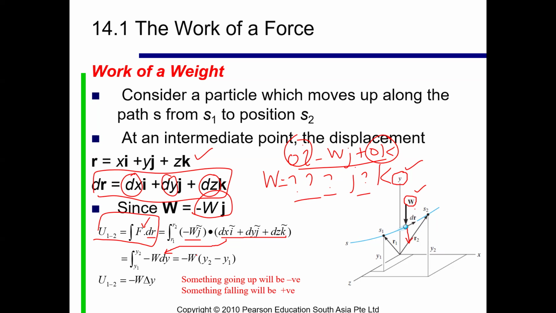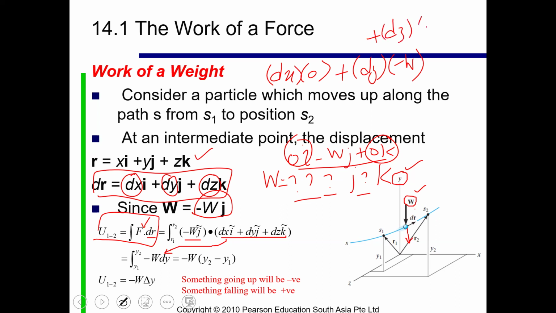By multiplying. Are dx and dz 0? Okay. So dx into 0, plus dy into minus W, plus dz into 0, right? You know how you open the dot product.